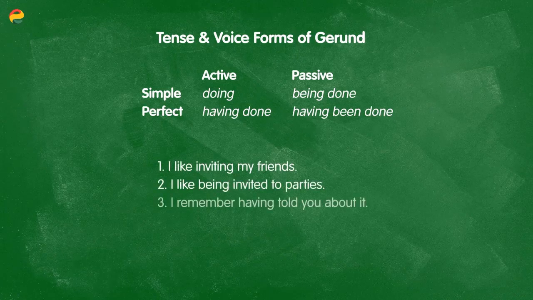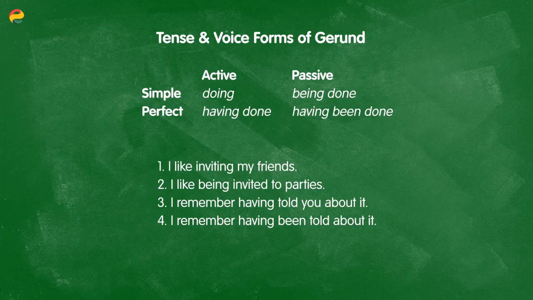So now let's look at some examples using each of these. For the active simple, I like inviting my friends. But for the passive simple, I like being invited to parties. I myself like to be invited by other people. And in the perfect forms, I remember having told you about it. And I remember having been told about it. The difference here is that in the second, I, the subject, was told.